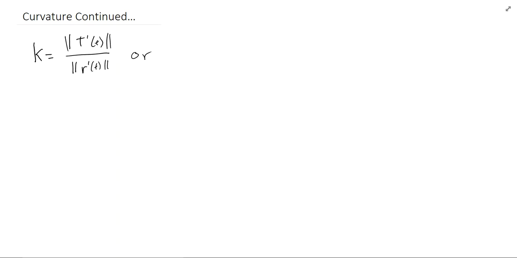Alright, in our previous video we found a nice way to calculate curvature, which was to find the magnitude of T prime of t over the magnitude of r prime of t. So the magnitude of the derivative of the unit tangent vector divided by the magnitude of the derivative of our position vector. What we want to find out in practice is that that's a little bit difficult to compute, and so there are a couple of other ways that are a little bit easier.